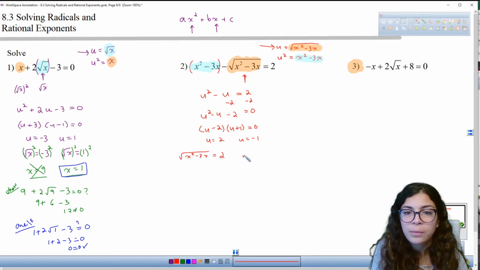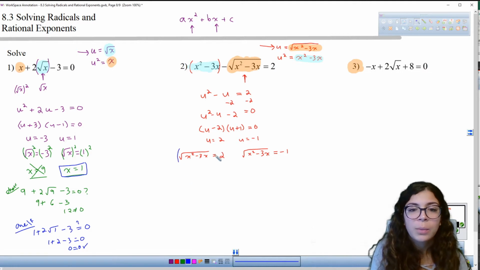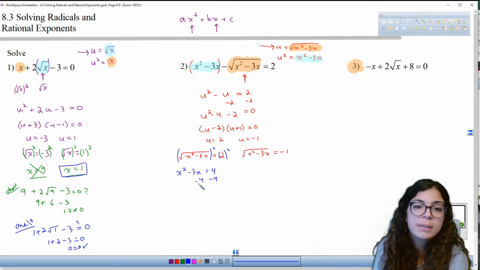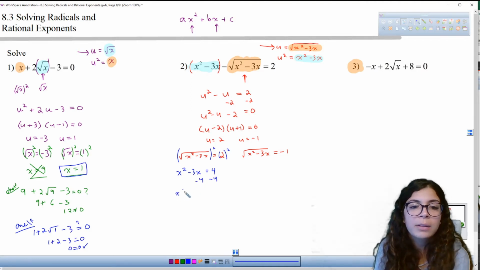And again, we could do that over here as well, the square root of x squared minus 3x. And then now we can solve both of these separately. So I'm going to go ahead and square both sides. So I have x squared minus 3x equals 4. And then I can subtract 4 to bring that to the left-hand side. So I have x squared minus 3x minus 4 equals 0.